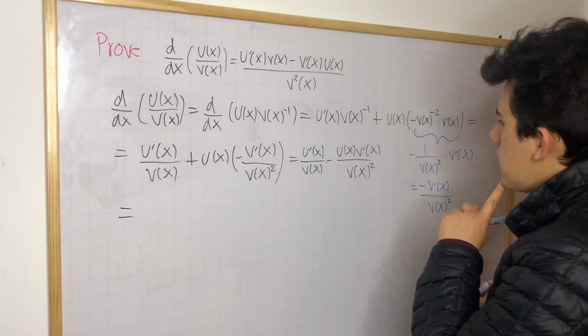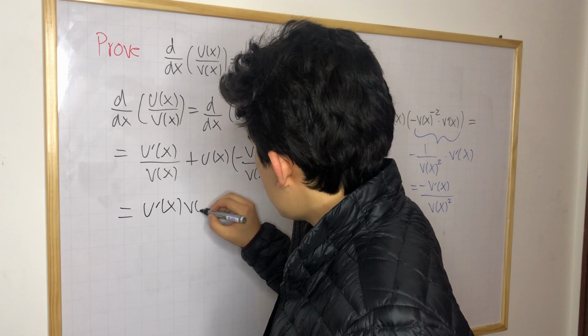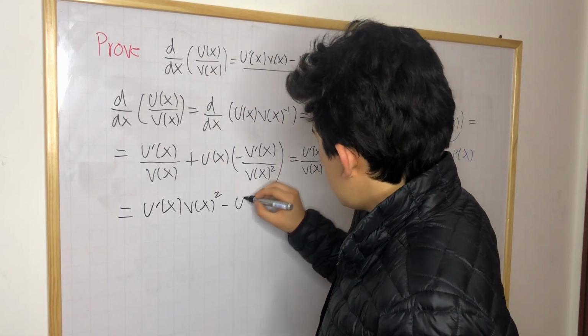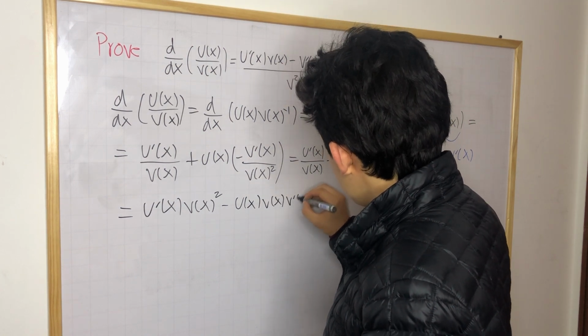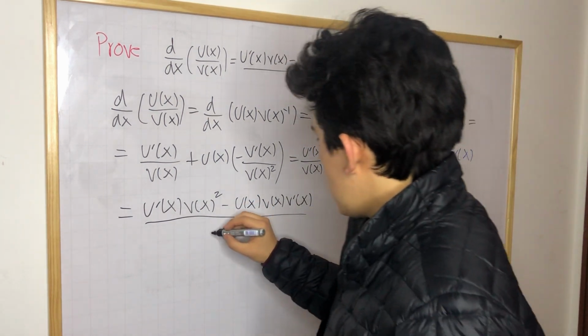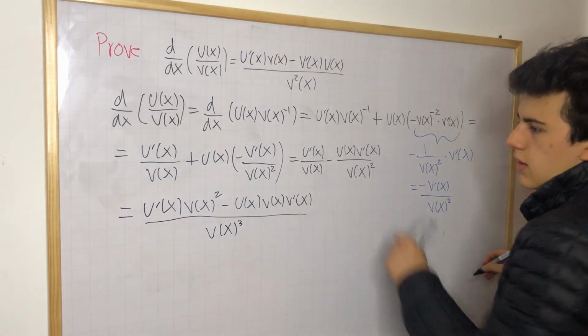So we know this is going to be u prime of x times v of x squared minus u of x times v of x times v prime of x, all of this being divided by v of x to the third power, okay? You're multiplying this and this.